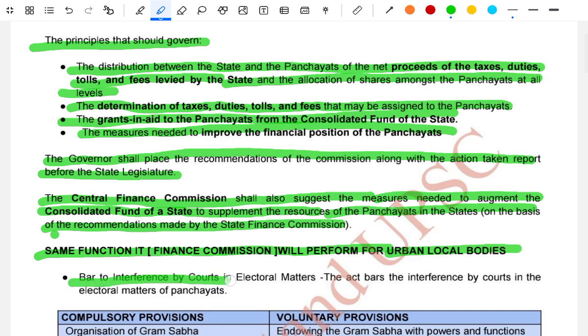The act bars interference by the courts in electoral matters of the panchayat.